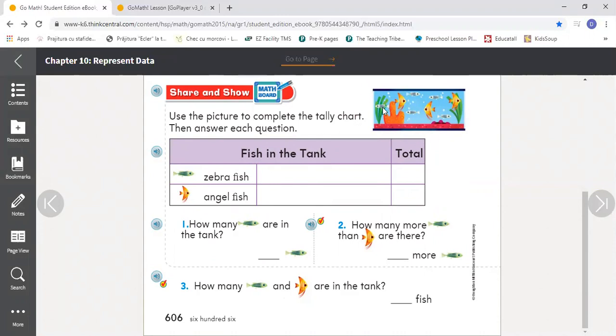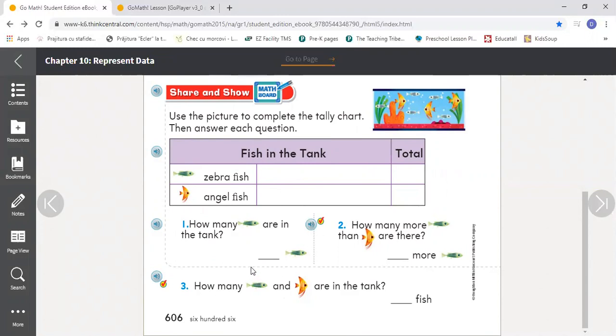So zebra fish, let's count together. Look, 1, 2, 3, 4, 5. So we would draw here 5 lines, a tally chart with 4 lines and the 5th one cutting the first 4. And here we would write 5. Now let's see the angel fish. Count with me. 1, 2, 3. So here we would draw 3 lines. 1, 2, 3. And here we would write number 3.